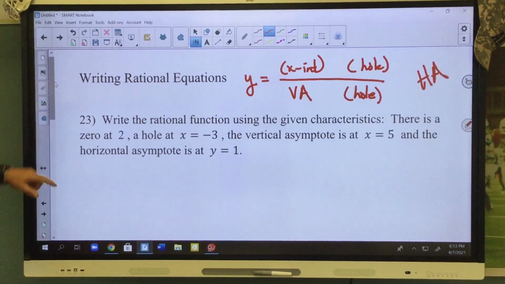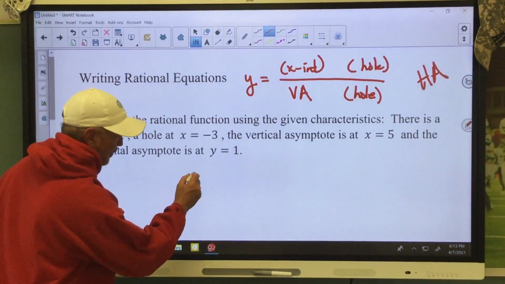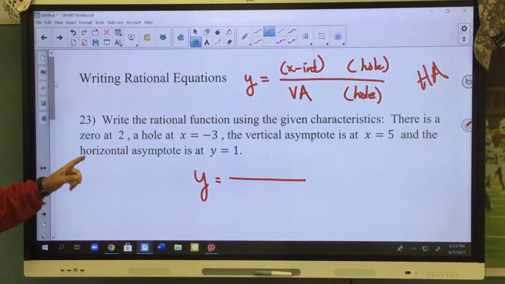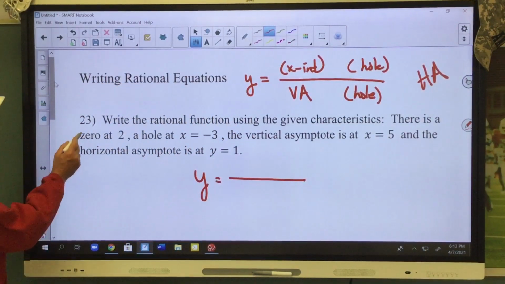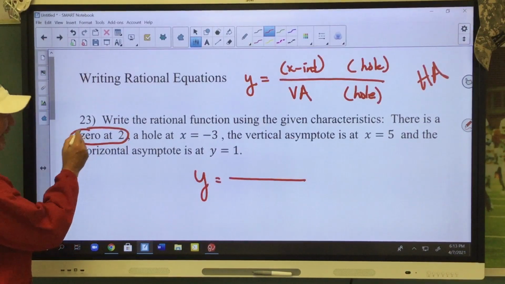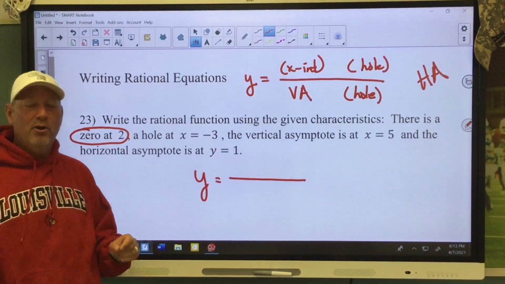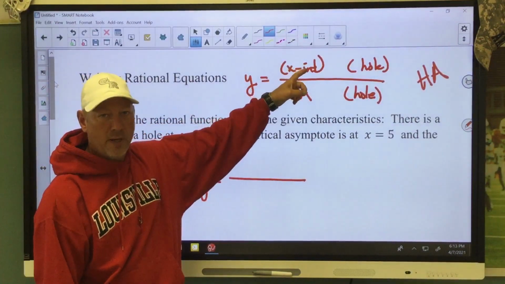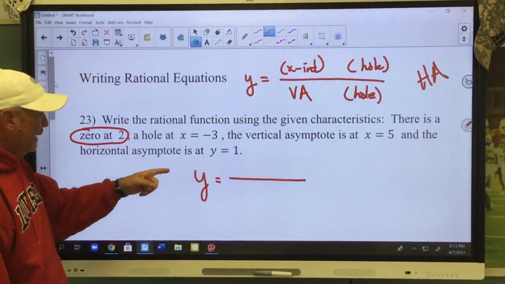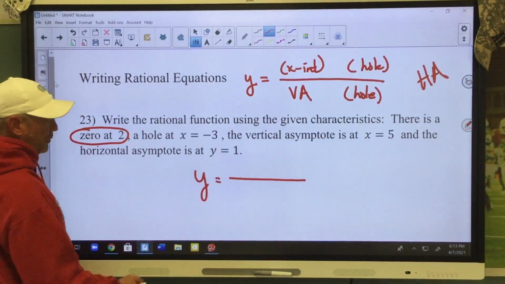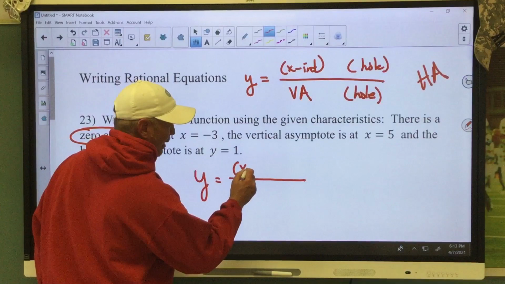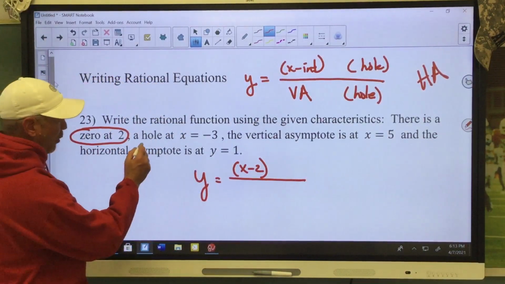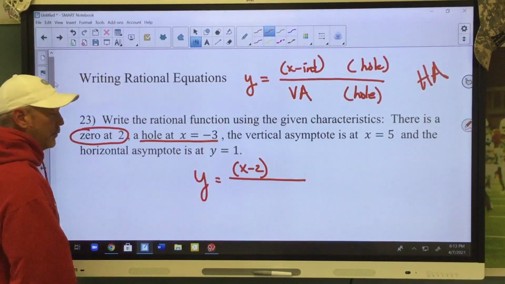Okay, so we're going to start off with an equation. Y equals. And then we start reading. There is a 0 at 2. A 0 is the same thing as the x-intercept. The x-intercept goes in the numerator. And to put this back into parentheses, we're going to take the opposite, which would be x minus 2.